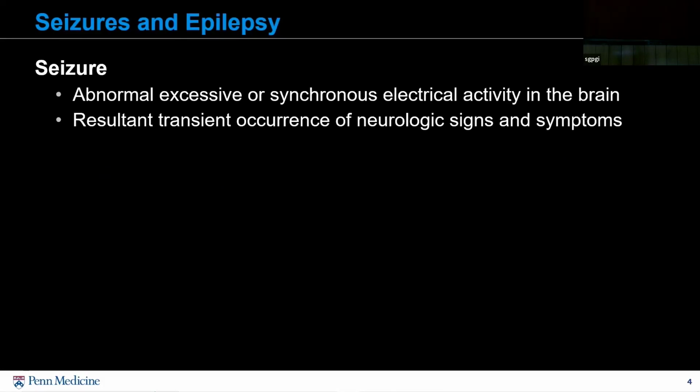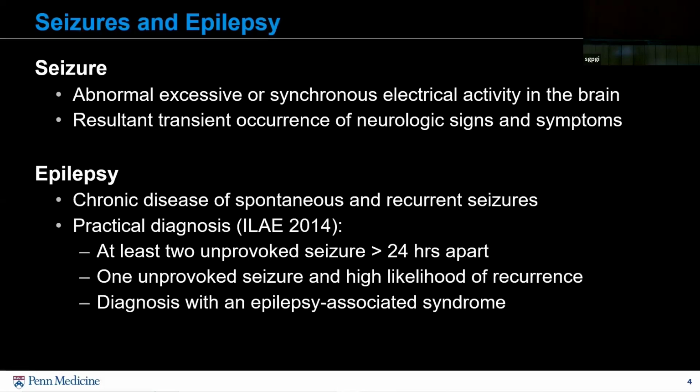I want to start with definitions of seizures and epilepsy. Seizure describes abnormal, excessive, or synchronous electrical activity in the brain with resultant transient occurrence of neurologic signs and symptoms. Epilepsy is a chronic disease of spontaneous and recurrent seizures. A practical diagnosis from the International League Against Epilepsy is two unprovoked seizures greater than 24 hours apart, one unprovoked seizure with a high likelihood of recurrence, or diagnosis with an epilepsy-associated syndrome.